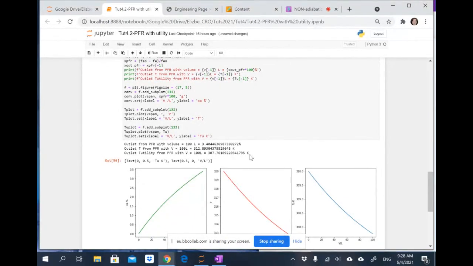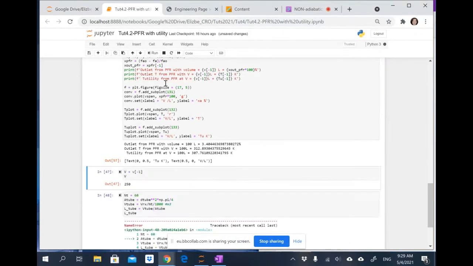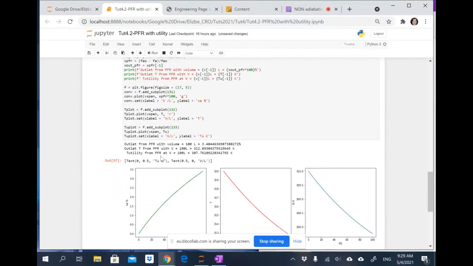So what do we want that value to be? We want the outlet, so outlet is wrong. So let's just type it wrong. T utility, if T utility from PFR at V, string is string. Right, string 2. Okay. So from the PFR at V is 100 liters is 307. We want that temperature to be 298.